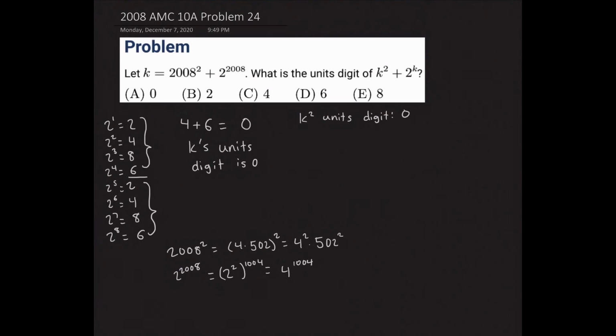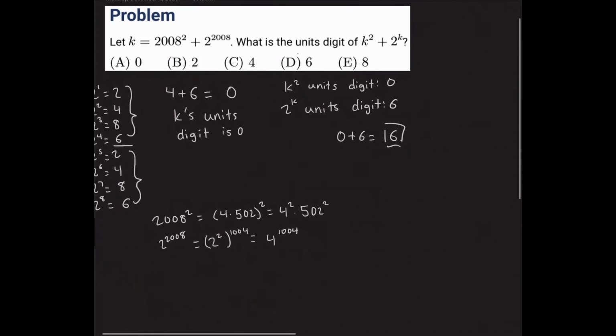And as we stated earlier, 2 to any power that's divisible by 4 ends in 6. And so 2 to the k's units digit is 6. And so then the total unit digit is just going to be 0 plus 6, which is equal to 6. And so our answer is D.